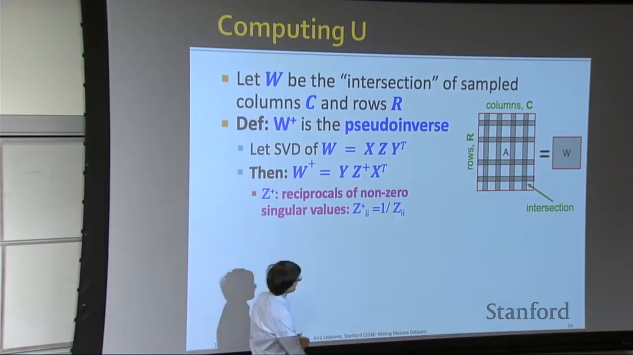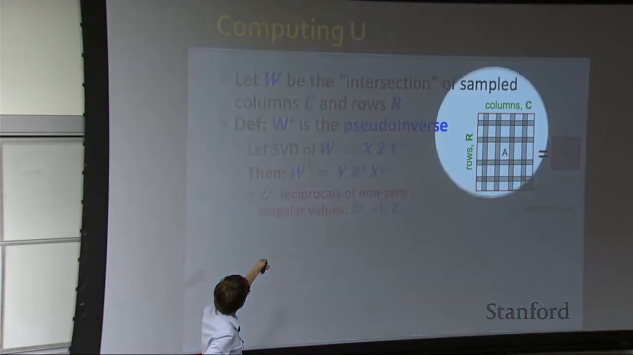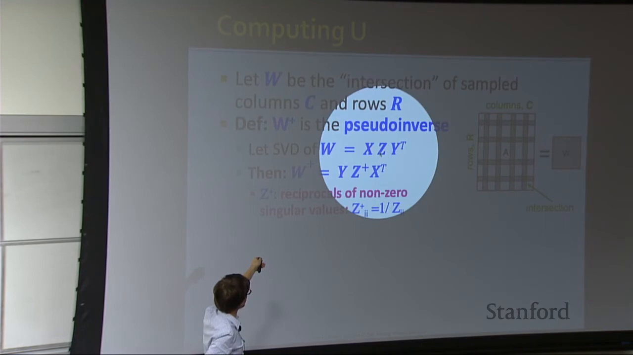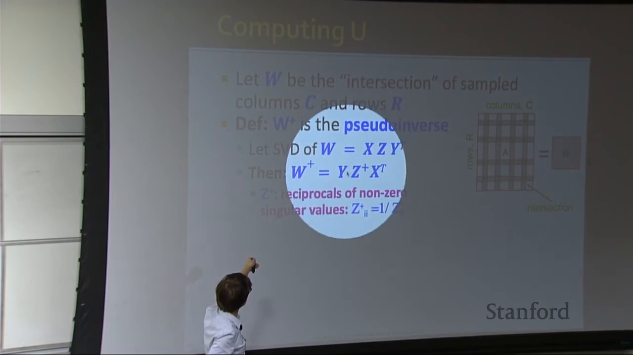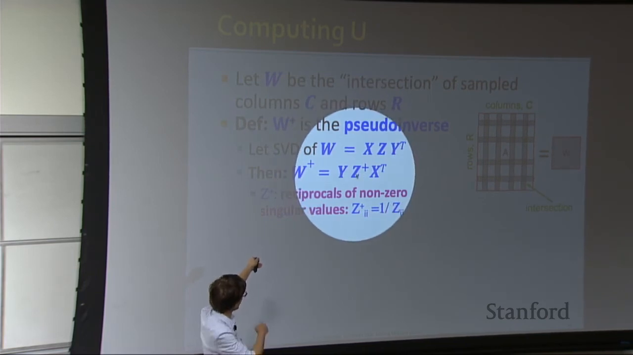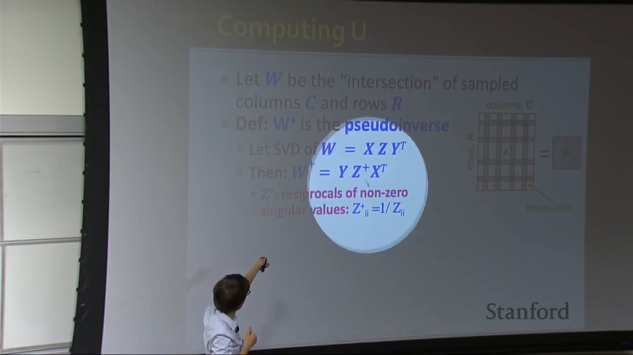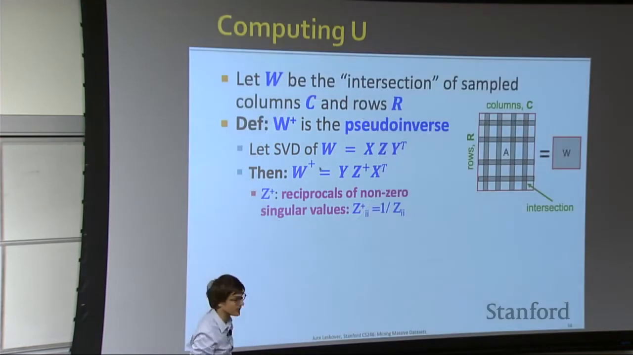Okay? So to decompose this a bit more for you, what did we do? We took this matrix W and computed the SVD. Z is a diagonal matrix of our singular values. And now we said that we'll compute this matrix W plus, that is simply the matrix Y times this matrix Z plus, where I basically just take the singular values and take 1 over them, and then I multiply that with X transpose. And I'll call this the pseudo inverse.